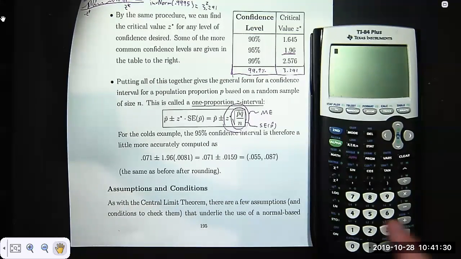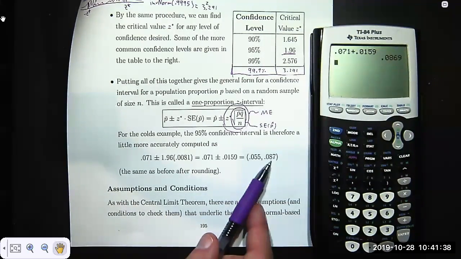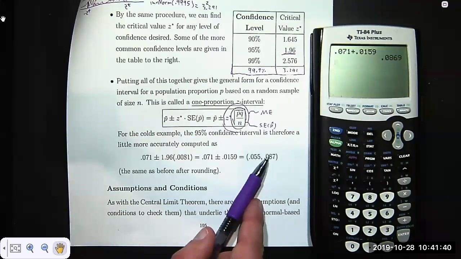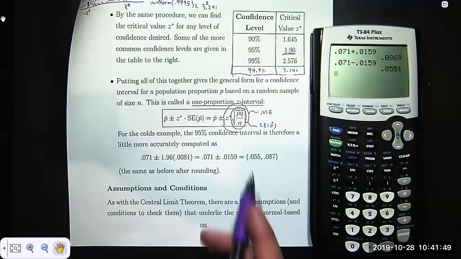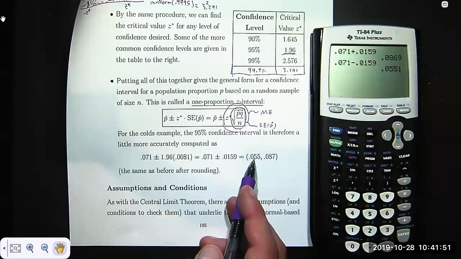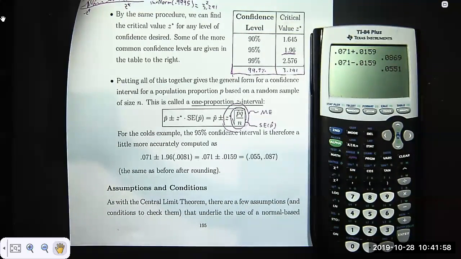All right, so you take 0.071 plus 0.0159, and that gives you the upper bound on your interval. And then you could just switch this to a minus sign, and that would give you the lower bound right there. So that's where you get those two numbers from, the 0.055 and the 0.087. All right.